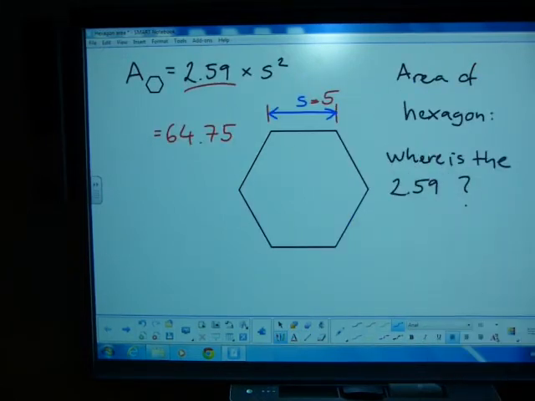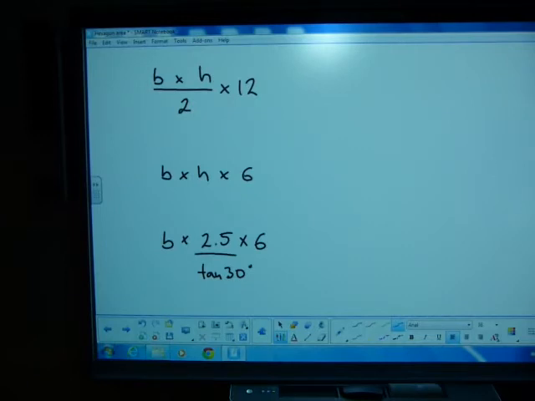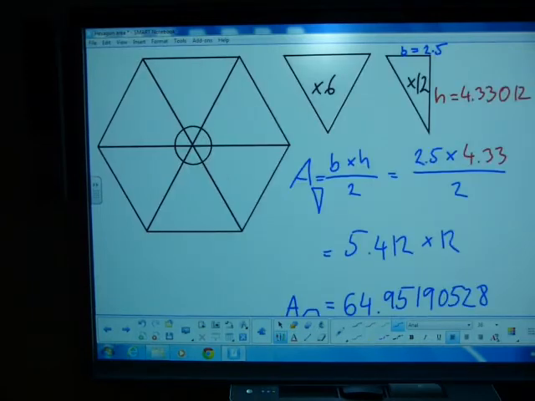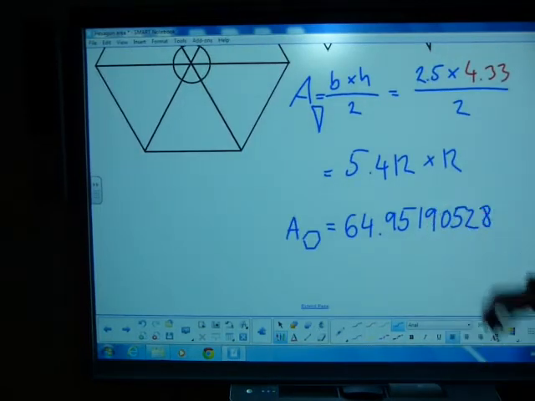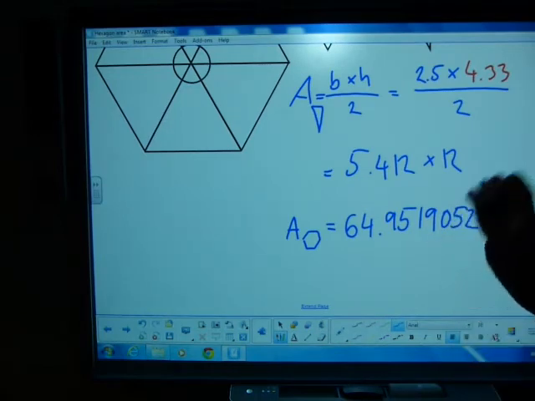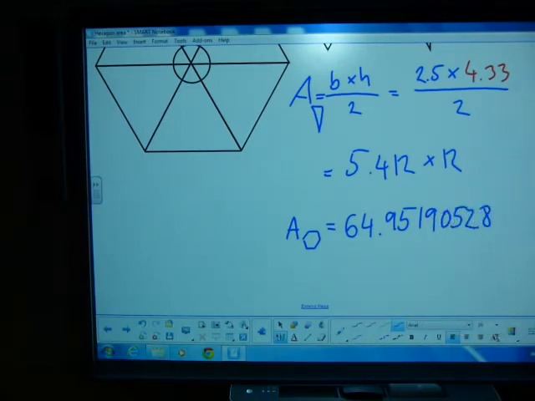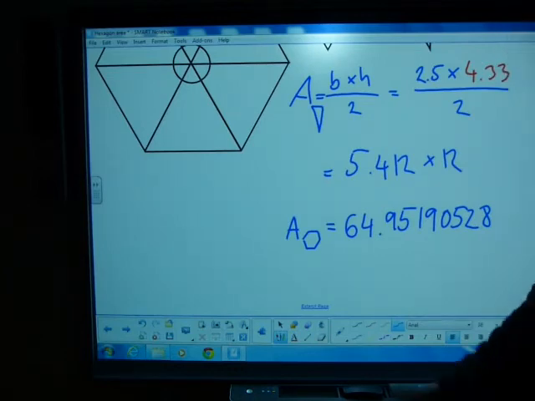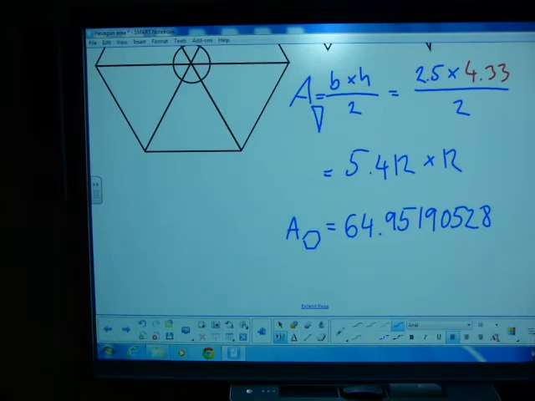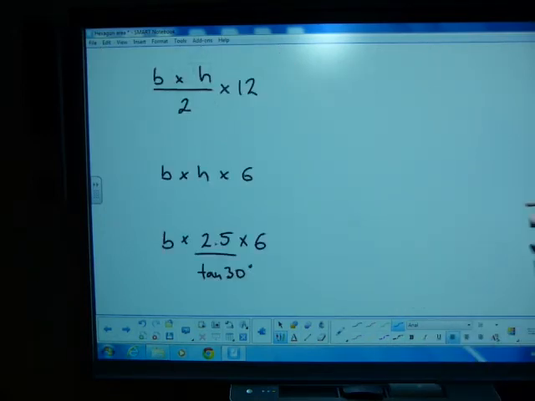There, 75 there, and up there, where were we? And 95 there. So that's why I said the formula kind of works, but it's a little too simplistic. But where the heck is 2.59? We still don't have 2.59. Okay, I'll show you what 2.59 is.